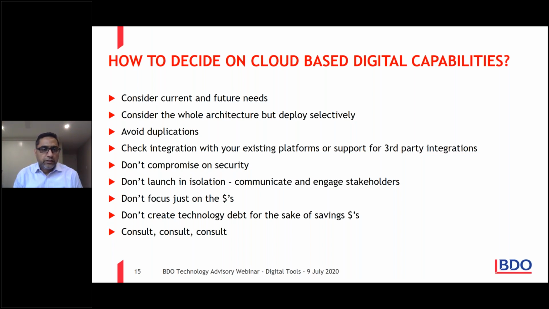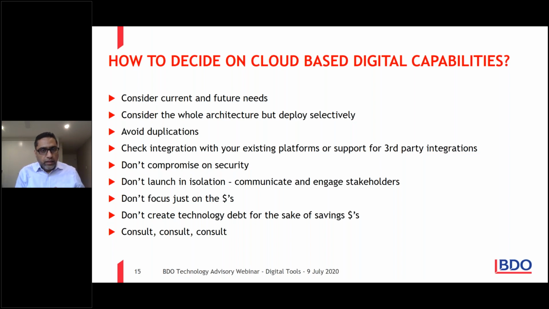But underpinning that is also take the whole of architecture view. It's very easy to say, okay, I want to have my customer interaction capabilities up to scratch, or I want to have my website web capabilities to the next level. Our recommendation has always been take the whole architecture view, because there are bits and pieces and the components that connect to each other, and all of that needs to be taken together when you're looking at what capabilities to bring in.